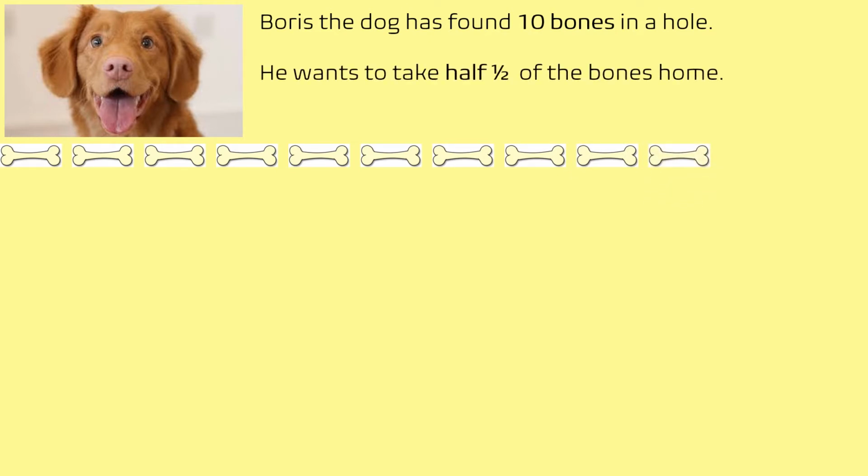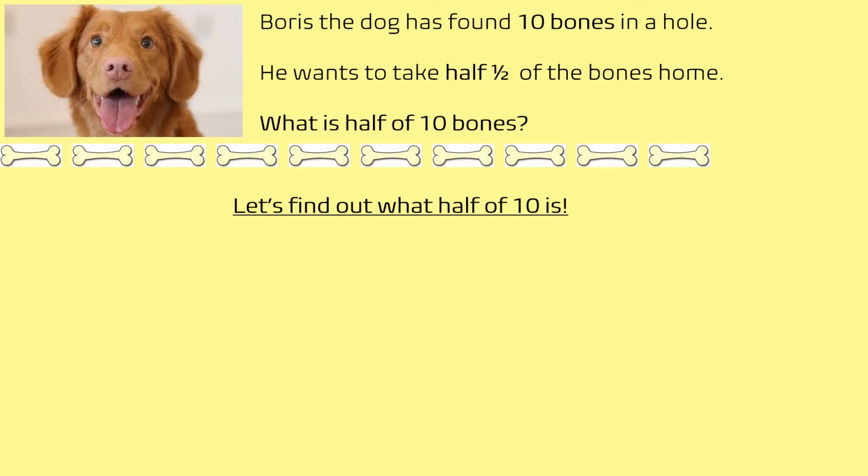He wants to take half of the bones home. He only wants to take half of the bones home. So there are 10 bones, but he only wants half of them. What are we going to have to do, children? Can you talk to your adult or have a think in your head or talk to a friend? How could we find half of 10? How could we find half of the 10 bones?